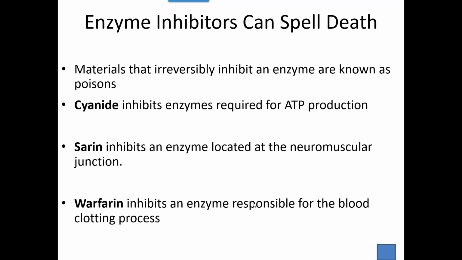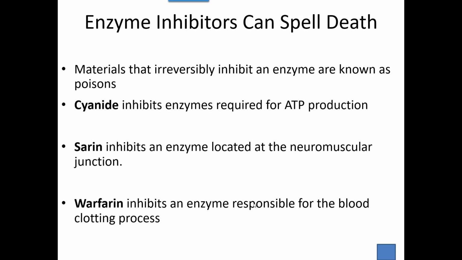Serine inhibits an enzyme located at the neuromuscular junction, which means this is that area where you have nerves telling your muscles to do things. And if your muscles can't do anything, whether it's just even the diaphragm, which helps your body breathe in and out, if your nervous system can't tell your diaphragm to contract, you're ultimately going to die.